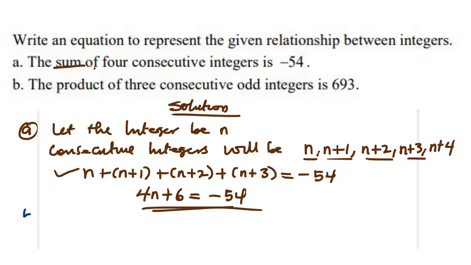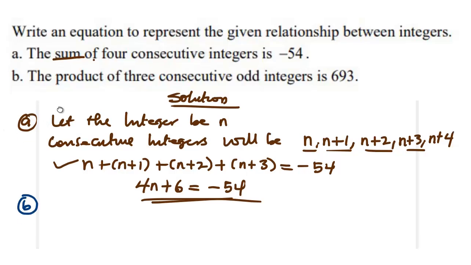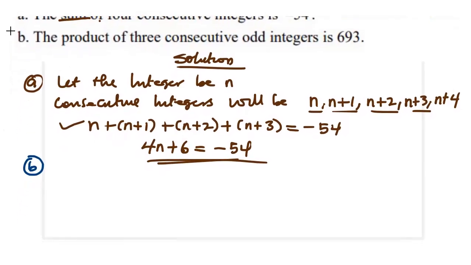So for the second one, the second question says that the product of 3 consecutive odd integers is 693. The keyword here is product. Product in this case talks about the result you get from multiplying those integers. So in this case, the product of 3 consecutive odd integers. So we are focusing on odd integers.